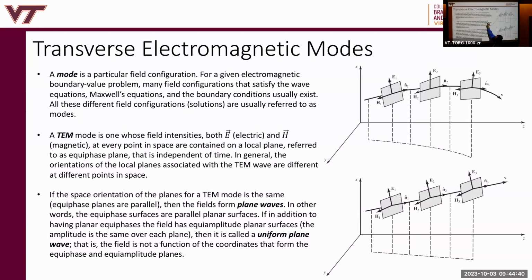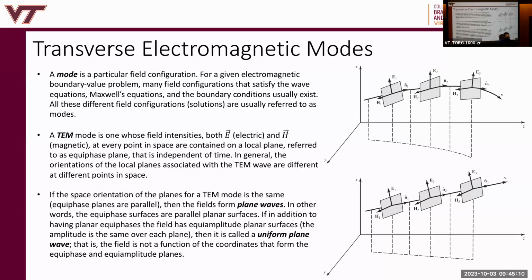For a given electromagnetic boundary value problem, many field configurations that satisfy the wave equations or Maxwell's equations and the boundary conditions usually exist. All right. So say for inside of a waveguide, there are many different sets of fields that are solutions to Maxwell's equations and the boundary conditions in the waveguide, and they're indexed by M and N, for example, right? So each of those are called modes. All these different field configurations are referred to as modes.